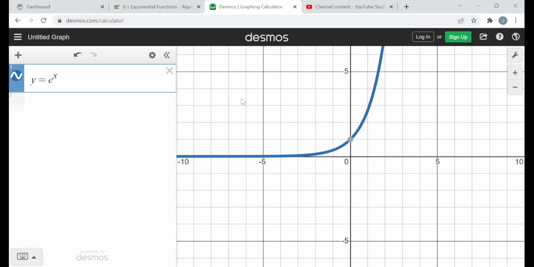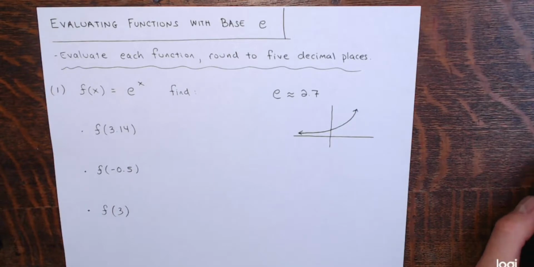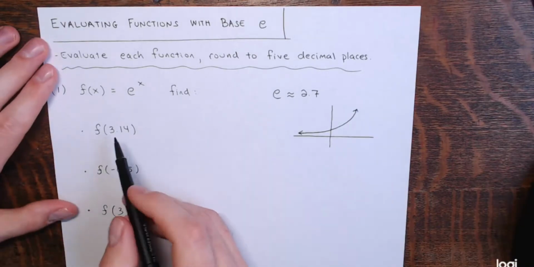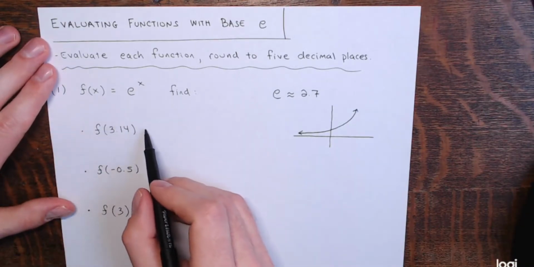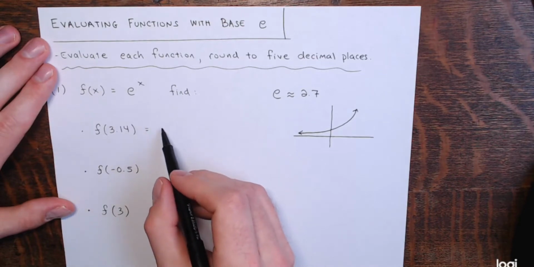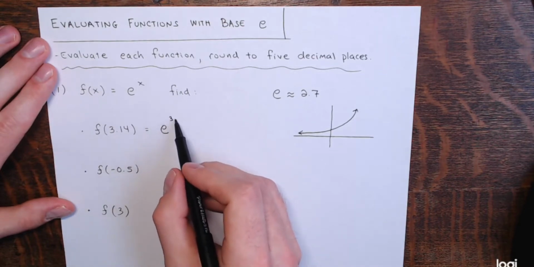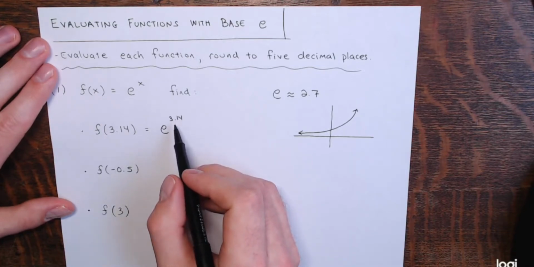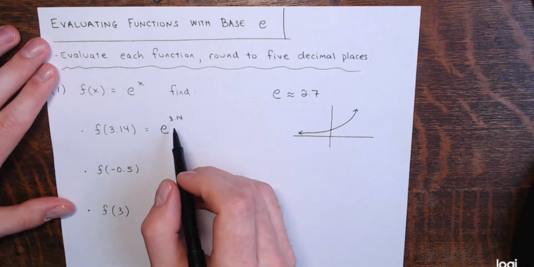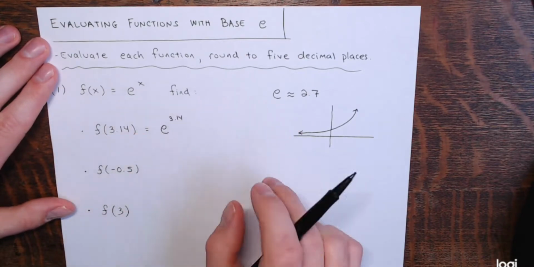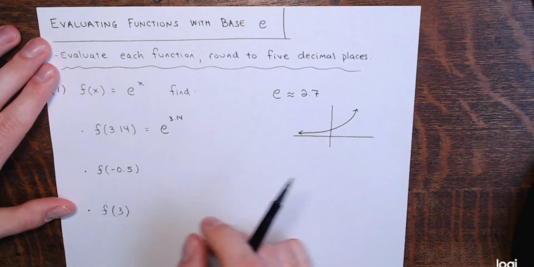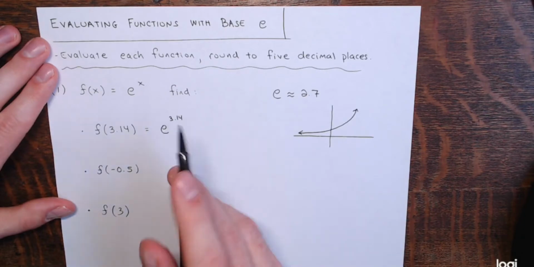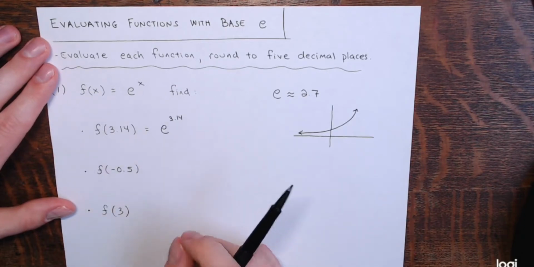Okay. So we're just asked to evaluate though. Just what is f of 3.14? That'd be e to the 3.14 power. Now don't put pi here. 3.14 is not pi. It's approximately pi. Like I said earlier, pi is 3.14159, and it goes on forever. 3.14 is just an approximation.